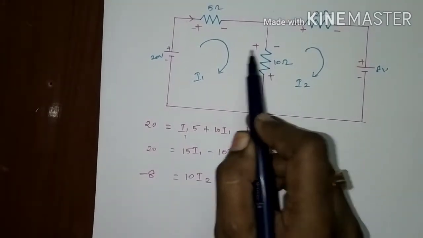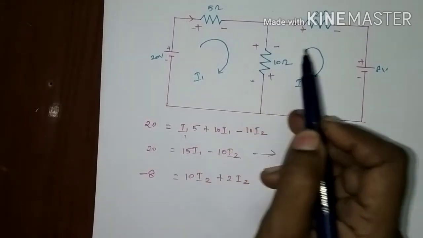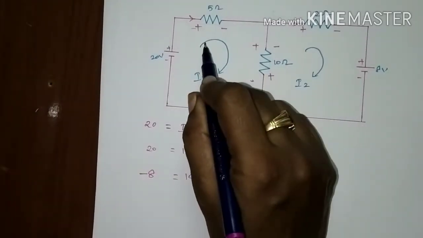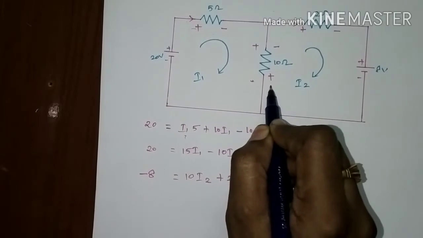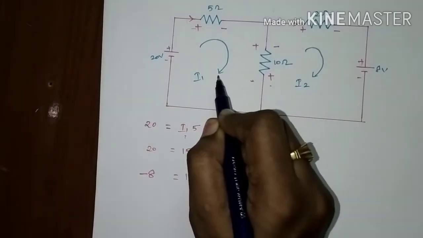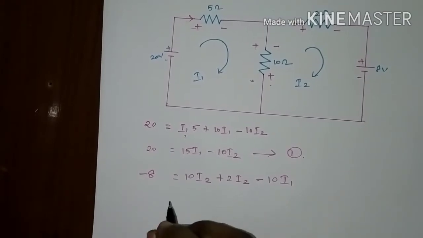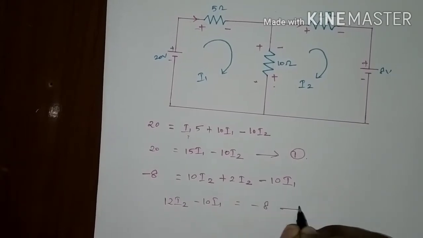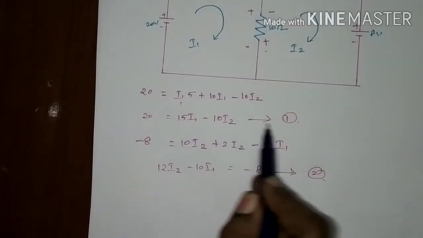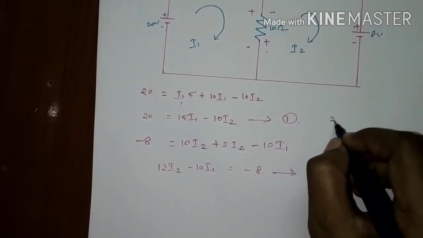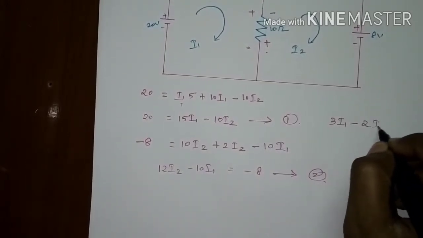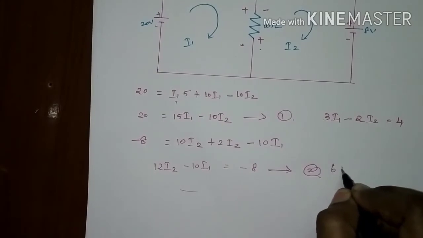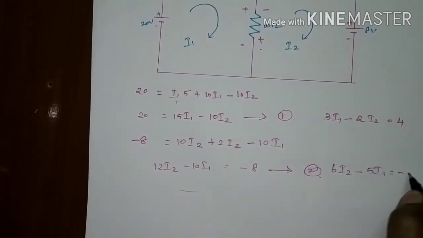This 10 ohms is common to both the meshes. Due to the current I1, it produces a potential rise. So, minus 10 into I1. This current I1 enters the negative and leaves the positive terminal, as in the case of I2 and I1. Now, this equation can be rewritten as 12 I2 minus 10 I1 is equal to minus 8. This is the second equation. It can be further reduced as 3 I1 minus 2 I2 is equal to 4. This equation can also be further reduced as 6 I2 minus 5 I1 is equal to minus 4.